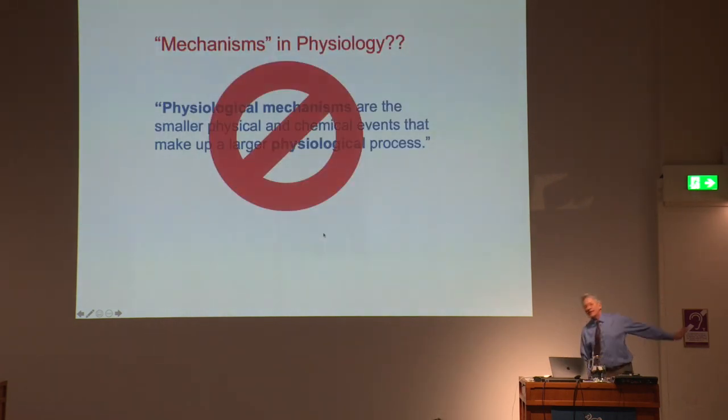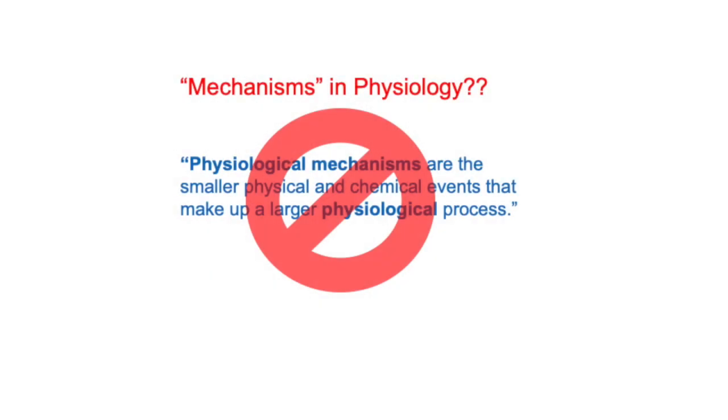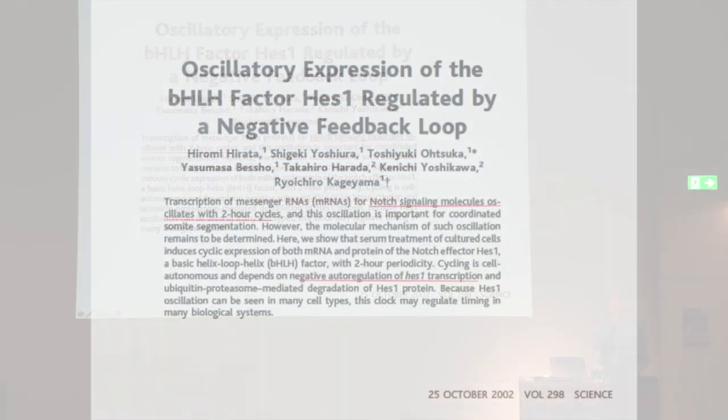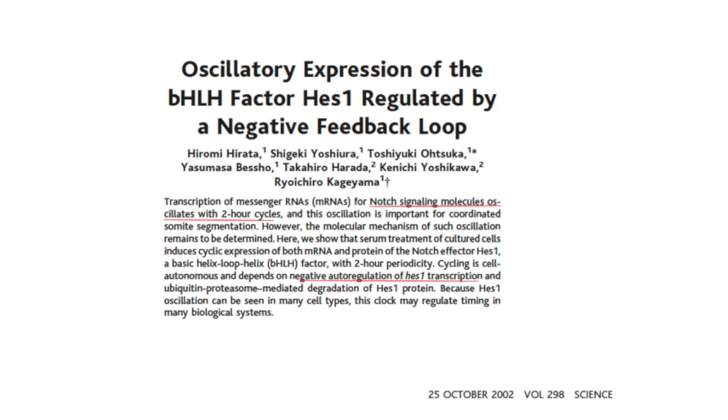So I reject this idea that mechanism and physiology are the tiniest little elements, because they're not really telling us anything. Let's talk about what the mechanism, for example, of oscillation is. Well, one paper has already put their finger on a key dimension: oscillatory expression of HES1 regulated by a negative feedback loop. So negative autoregulation of HES1 transcription is what is responsible, in their view, for these oscillations.